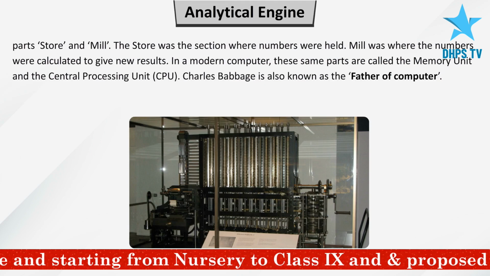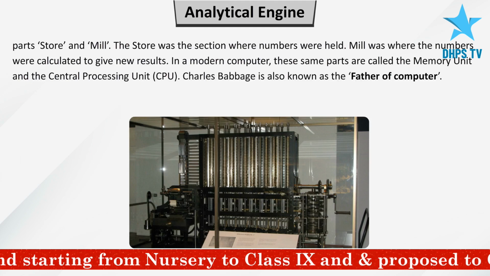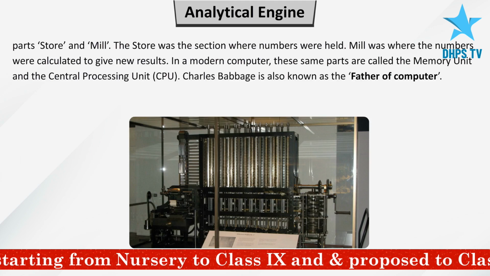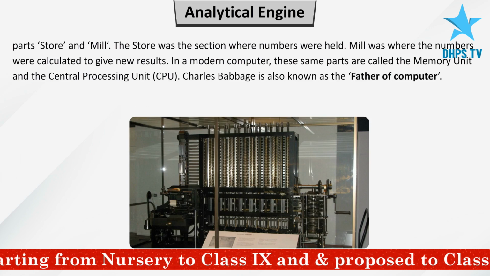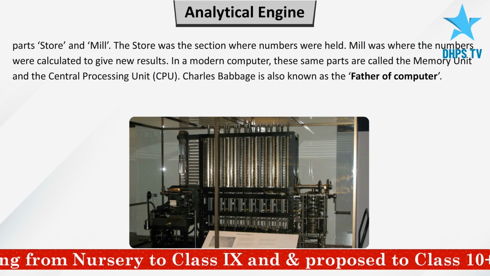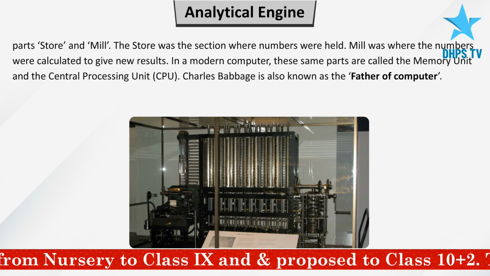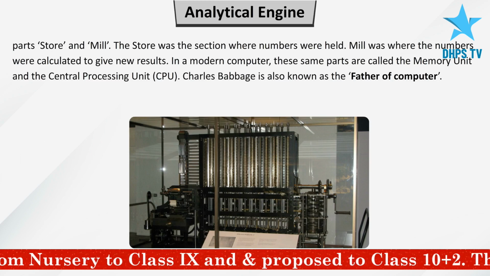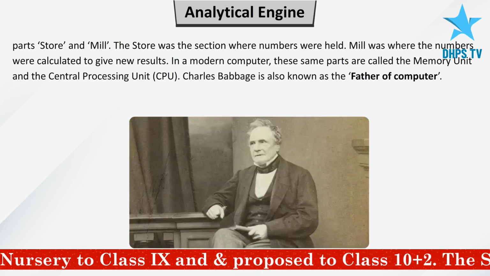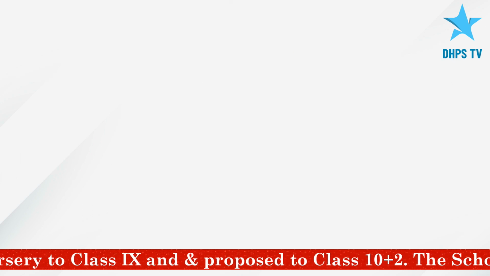It had two main parts, store and mill. The store was the section where numbers were held. Mill was where the numbers were calculated to give new results. In a modern computer, these same parts are called the memory unit and the central processing unit, CPU. Charles Babbage is also known as the father of the computer.